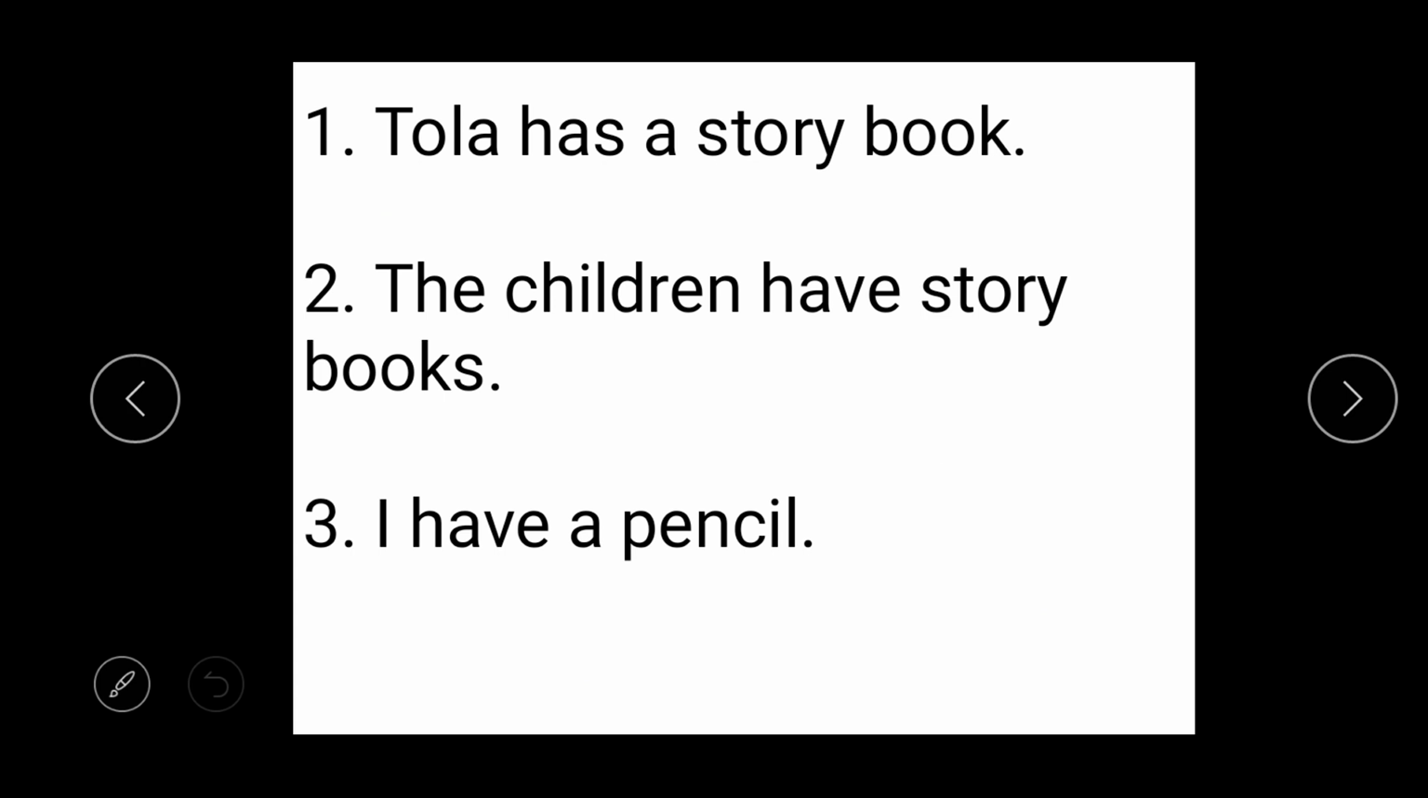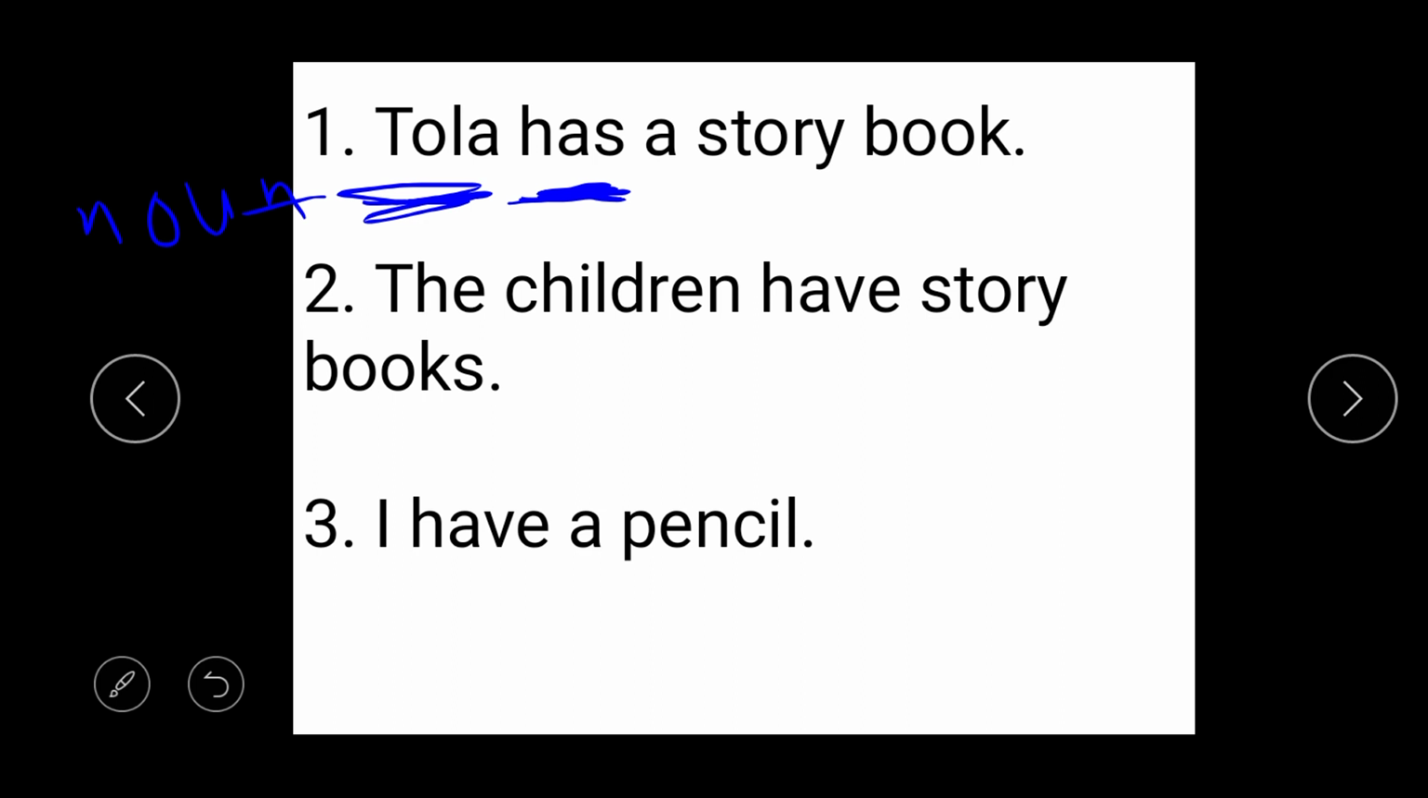So let's look at the examples. Number one, Tola has a storybook. Now, the verb used is has. Why are we using has and not have? We use has because we are talking about one person, which is Tola. Tola is a noun and it is a singular noun. That is why we used has.